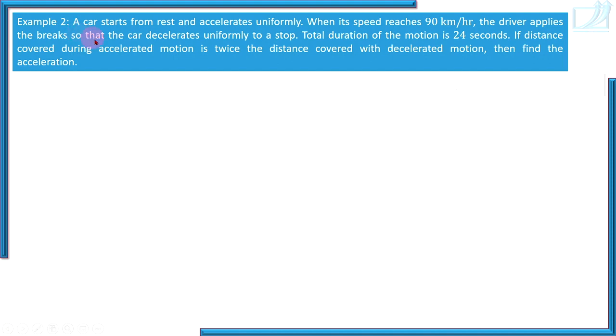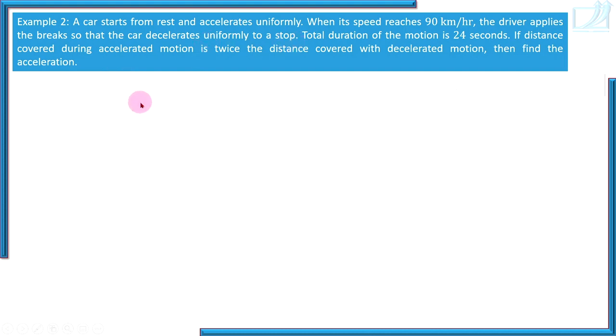Next problem. A car starts from rest and accelerates uniformly. So from the first statement, what you realize is that it is uniform acceleration motion. When its speed reaches 90 kilometers per hour, the driver applies the brakes so that the car decelerates uniformly to a stop. Total duration of the motion is 24 seconds. If distance covered during accelerated motion is twice the distance covered during decelerated motion, then find the acceleration.